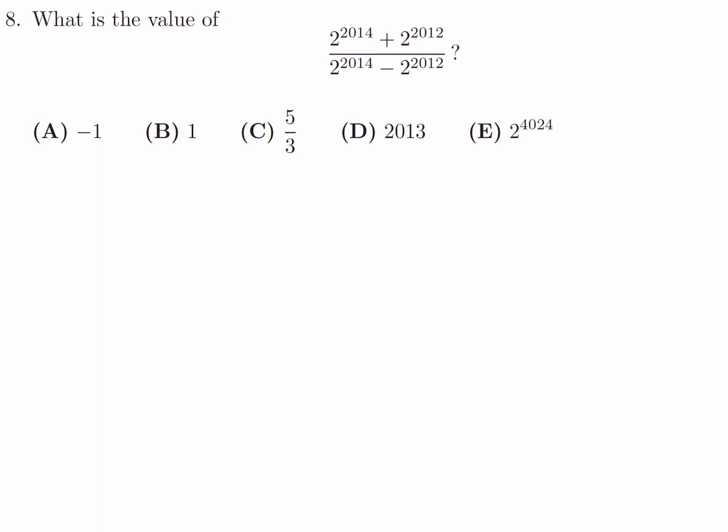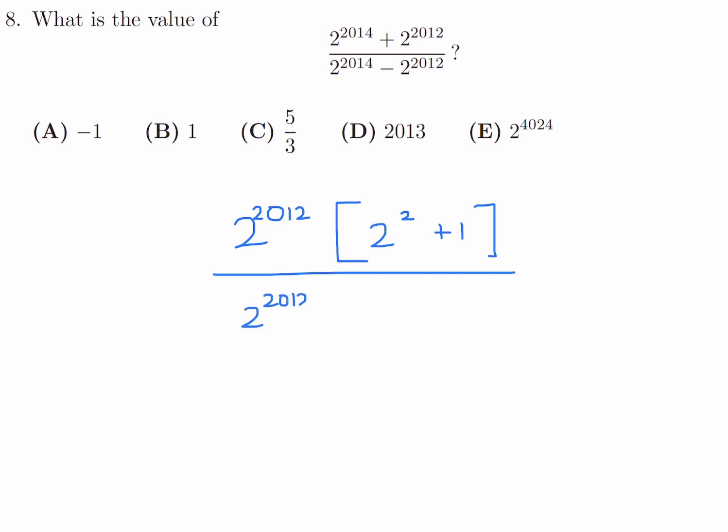What is the value of that? The biggest thing I can factor is 2 to the power of 2012 from both the numerator and denominator. If I do that from the numerator, I get 2 to the power of 2 plus 1. And if I factor out a 2 to the power of 2012 from the denominator, I get 2 to the power of 2 minus 1.